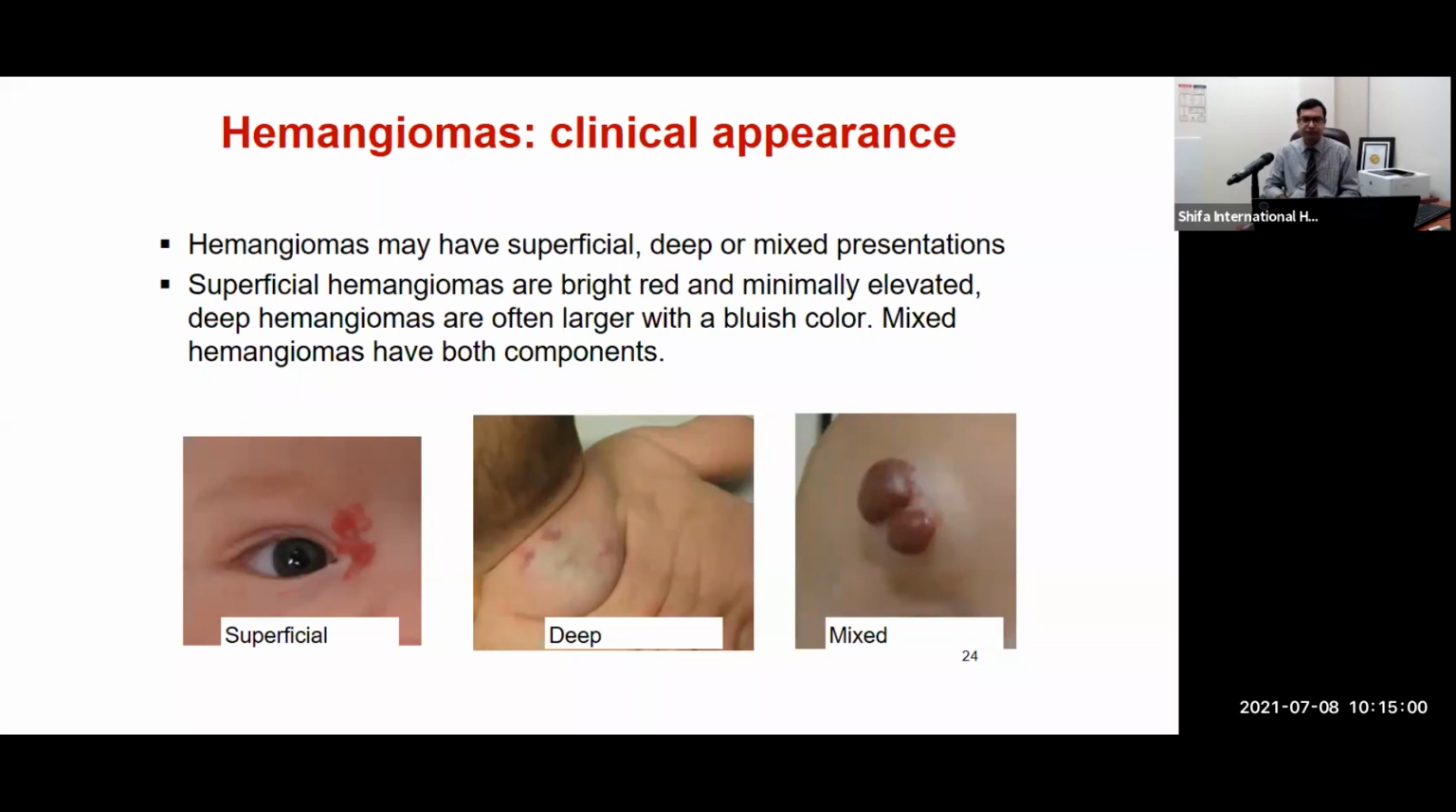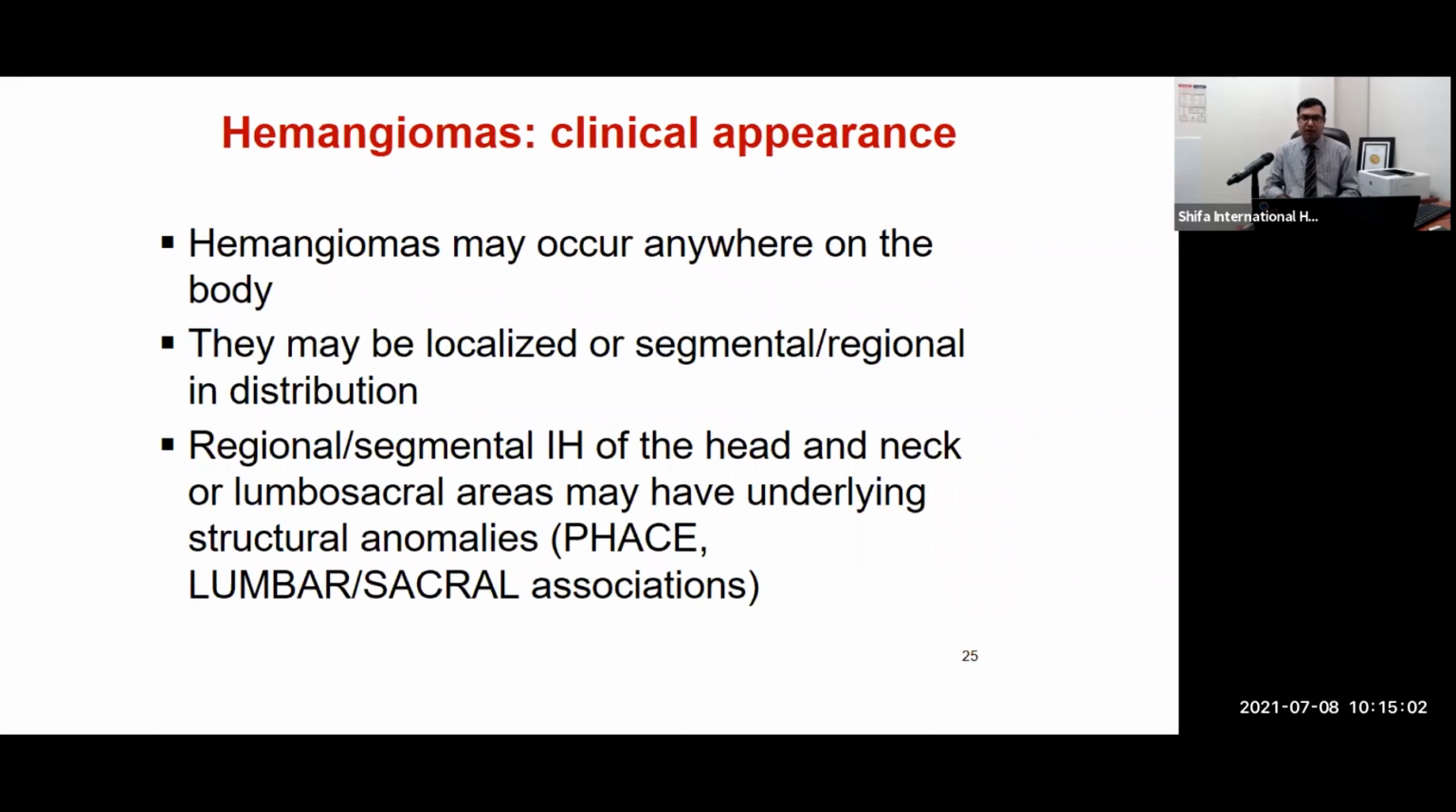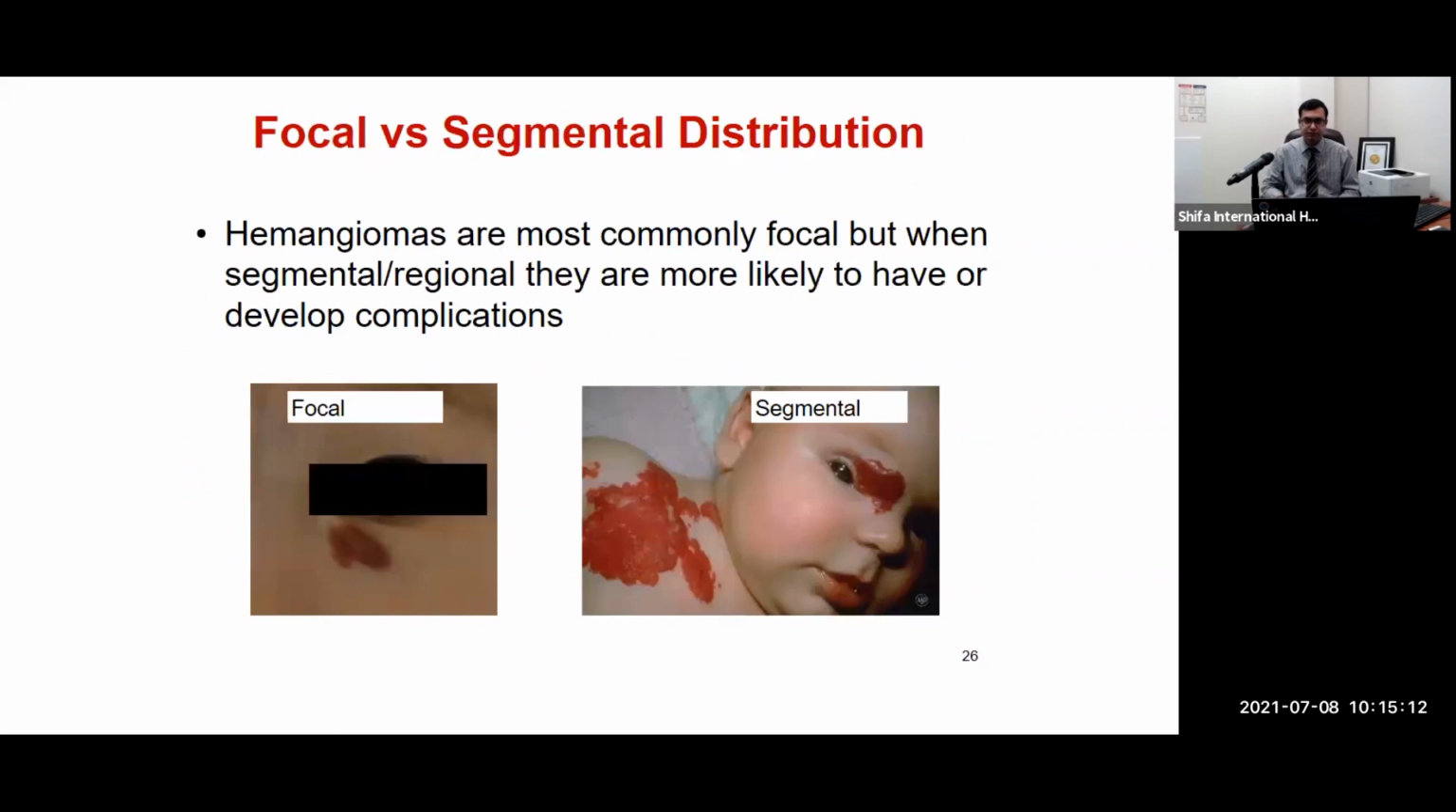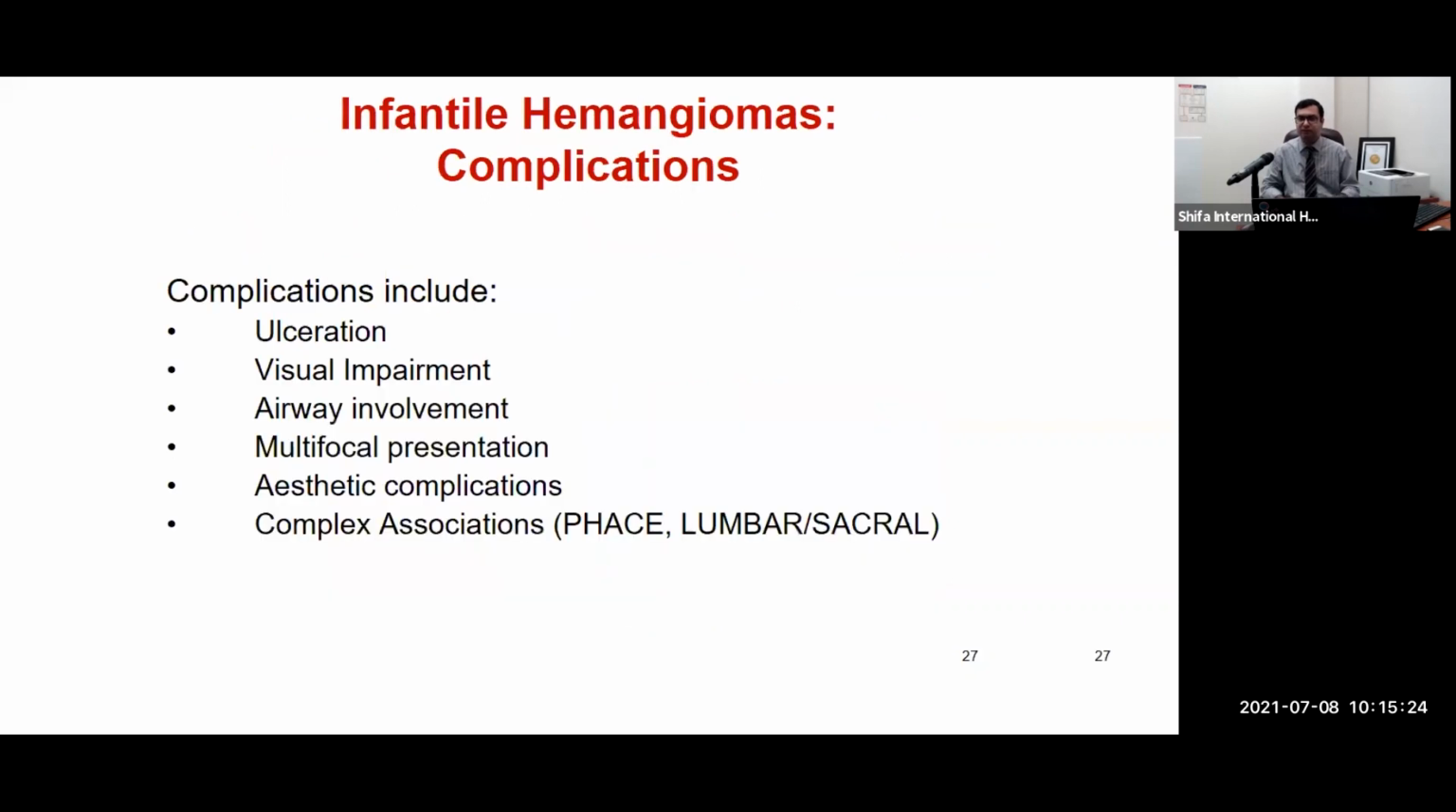Now they can happen anywhere on the body, but if they are in specific areas, then we need to worry about them, especially the segmental hemangiomas. Like this. One is focal, which is a standard hemangioma. The other one is segmental, in a patch or segment of the skin. Why do we need to worry about it? Well, we will talk about it when we discuss PHACE syndrome.